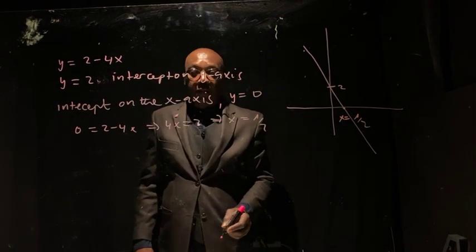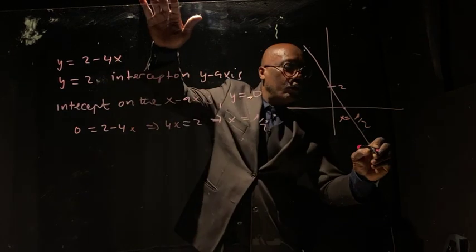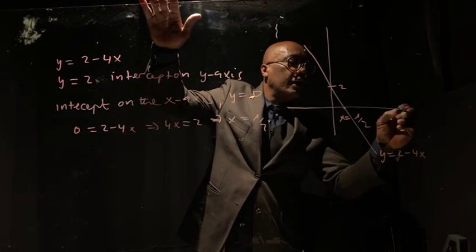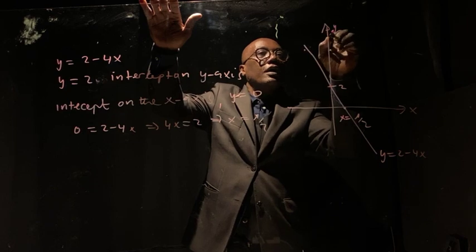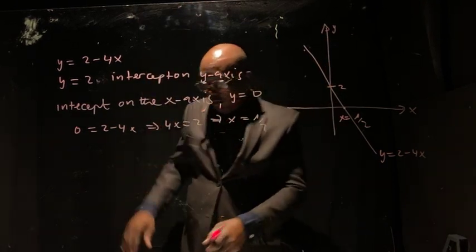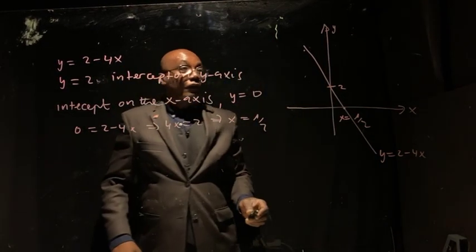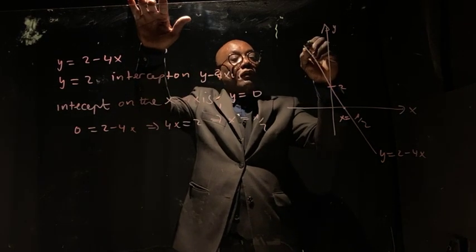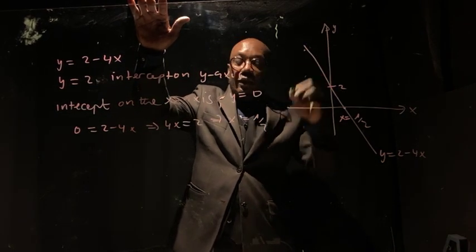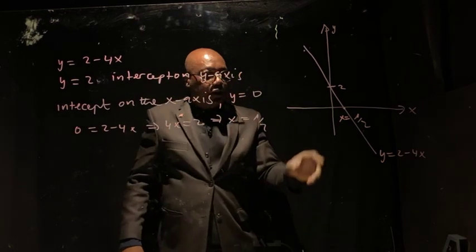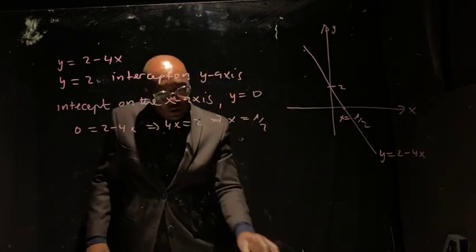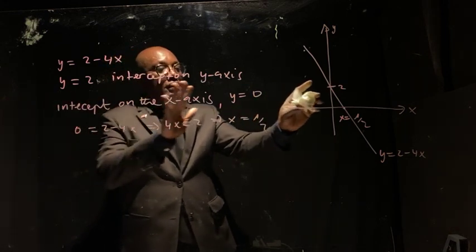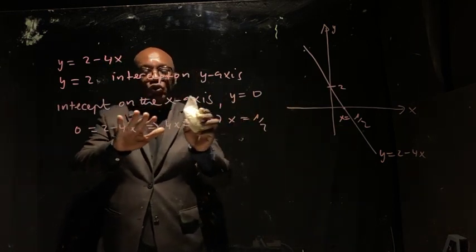Very good. This is the line y equals 2 minus 4x, with the x-axis and y-axis. But previously, we found out that, maybe let's do a proper sketch. Take your time, copy this one and copy this one, and we will try to do a proper sketch.